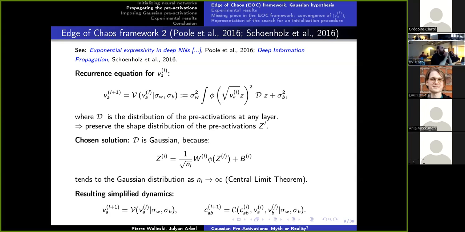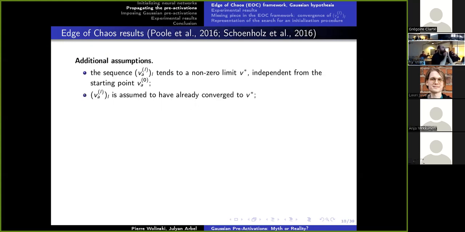And from that, we can build simplified dynamics that are easier to study theoretically. There is another assumption. The sequence of variances tends to a non-zero limit V star independently from the starting point VA. And we assume that the sequence of variances has already converged to V star. I will discuss these assumptions in the next part.